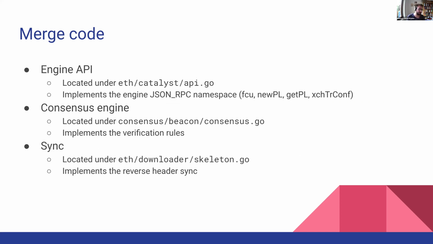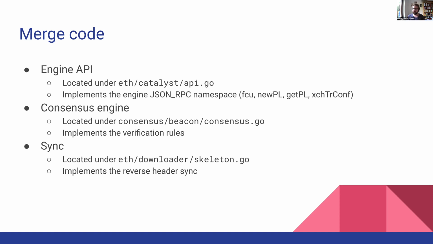And yeah, so I want to talk a bit about the merge code, where you can find it. Basically, we have the engine API. The engine API is located under eth/catalyst/api.go. It implements all the JSON RPC namespaces. For example, like forkchoiceUpdated, newPayload, getPayload, and exchangeTransitionConfiguration.